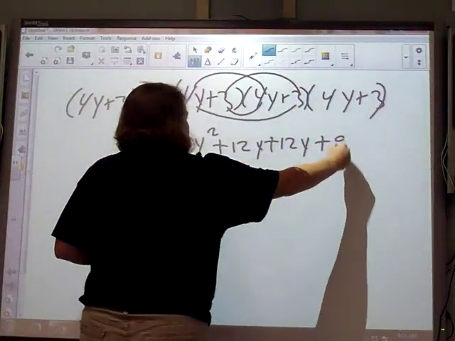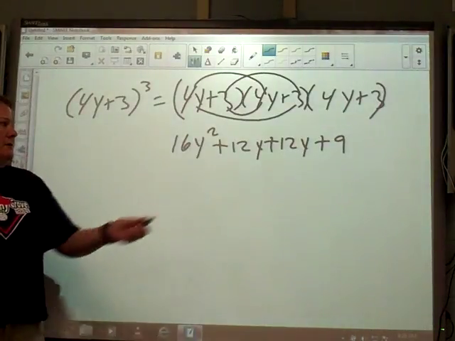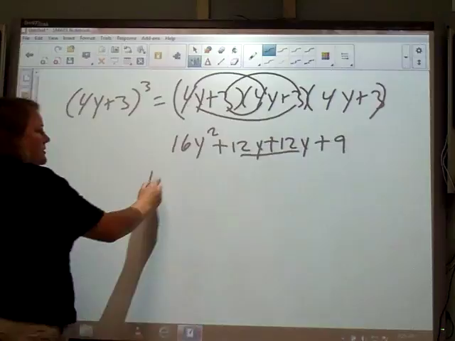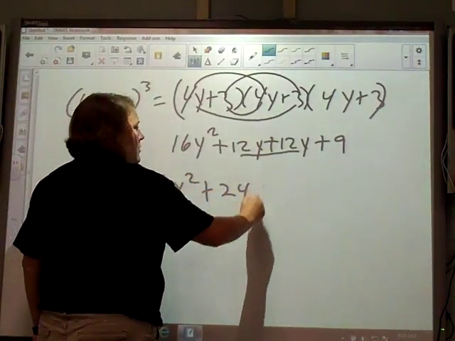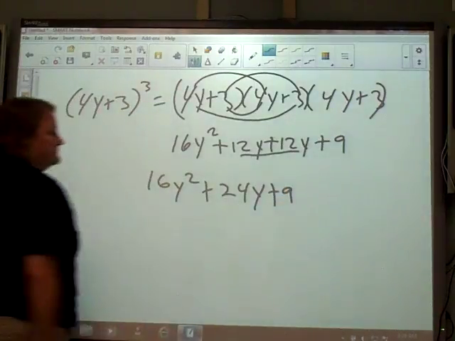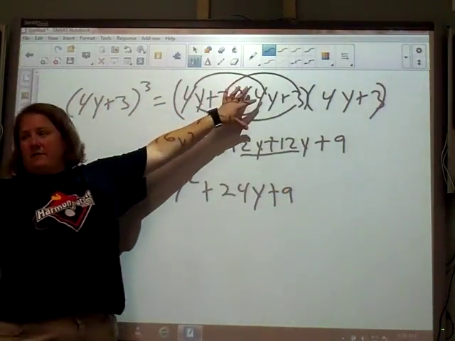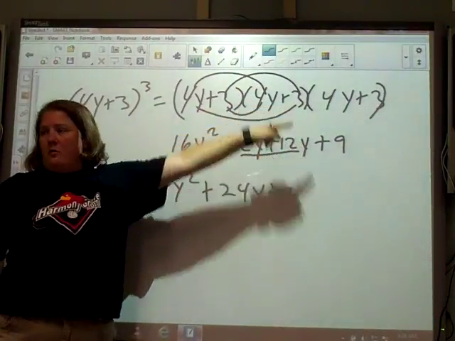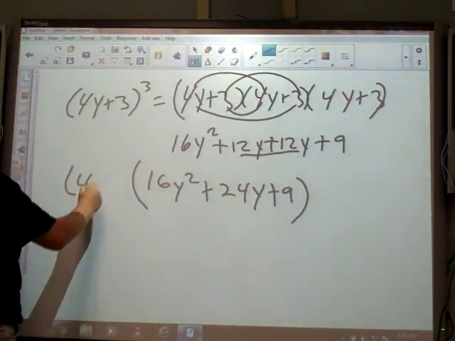Okay, 95% of the time when you multiply a binomial times a binomial, you've got like terms to combine. So it'll end up being a trinomial, 16y squared plus 24y plus 9. That trinomial is the answer to the first two. You've got to do the same thing. I have to bring that 4y plus 3 down and multiply the last one.